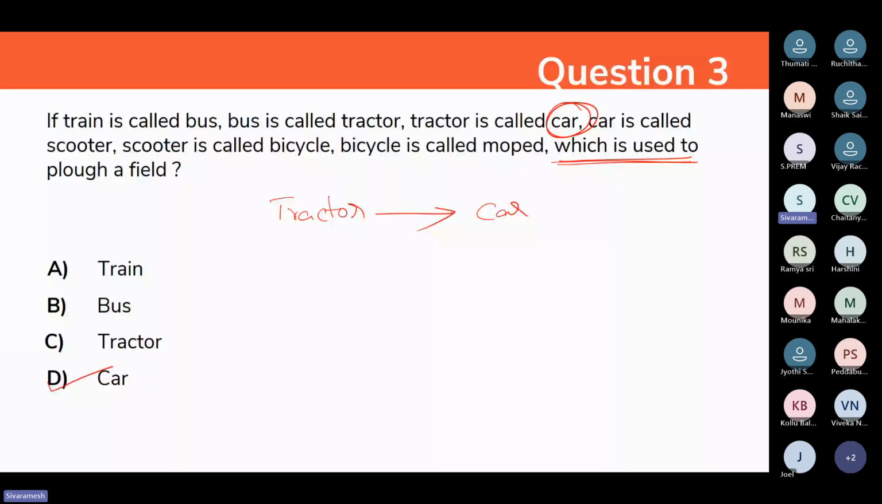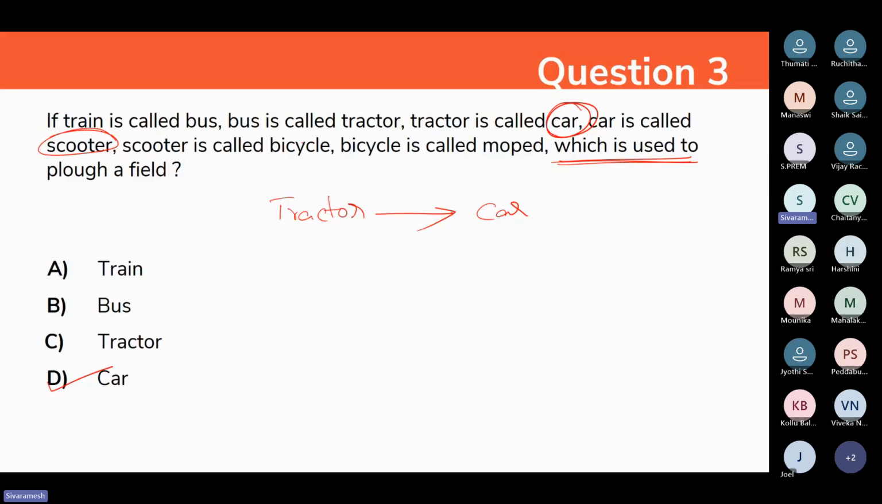Only one statement you have to consider. Which is used to plough a field means tractor. Tractor is called car. That's it. Your answer should stop from here. Now some people might have a doubt, sir, whatever you said is correct, tractor is called car, but I can see here car is called again scooter, scooter is called bicycle. Why can't we consider car is called scooter? Why can't we say the answer is scooter? If scooter is called bicycle, why can't we say the answer is bicycle?